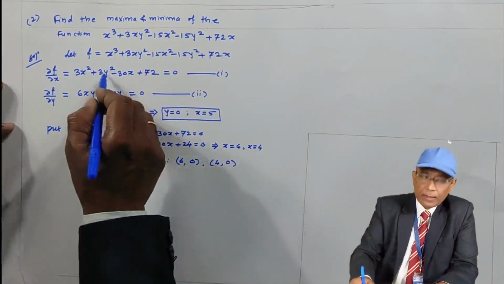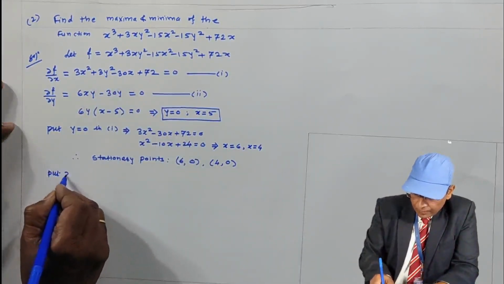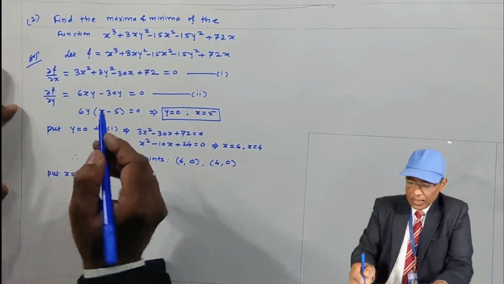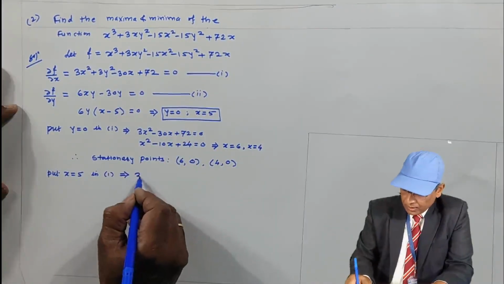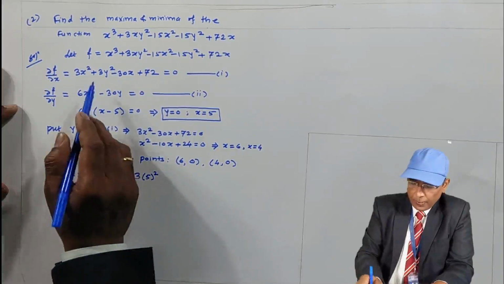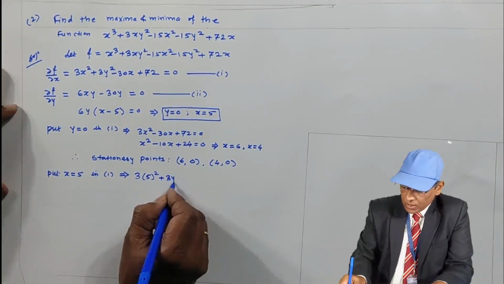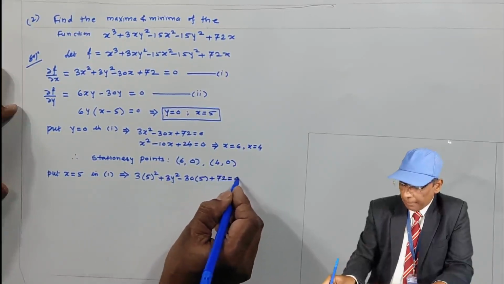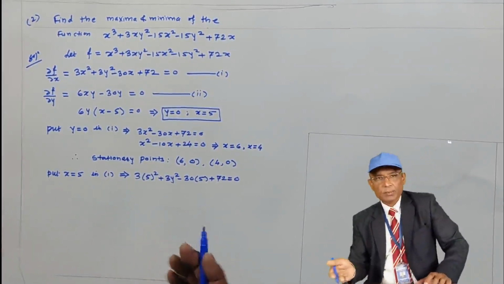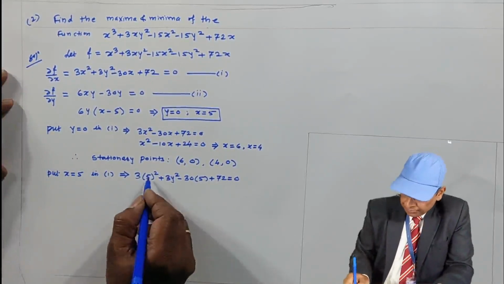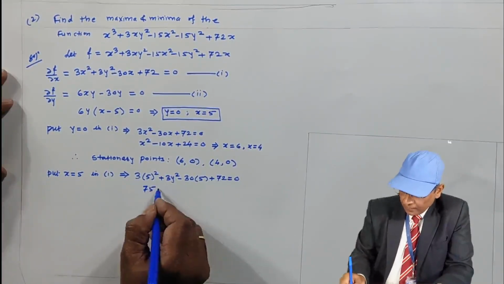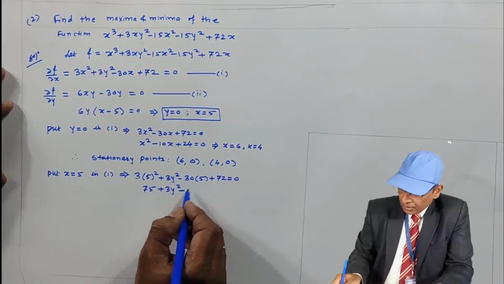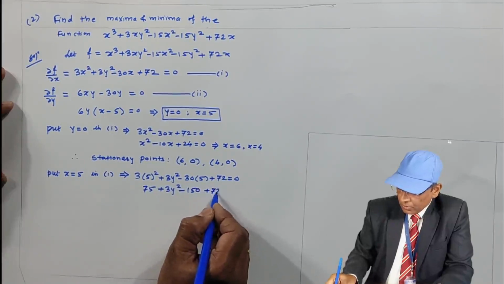Now put x equal to 5 in equation 1. I am putting x equal to 5 in this equation: 3 into 5 square, 3y square plus 72 is equal to 0. Try to solve it very carefully because while solving I may commit a mistake. Please pay your attention also. It is 25 into 3, 75, 3y square, and try to solve it very confidently and very patiently. This is 150 plus 72, this equals 0.